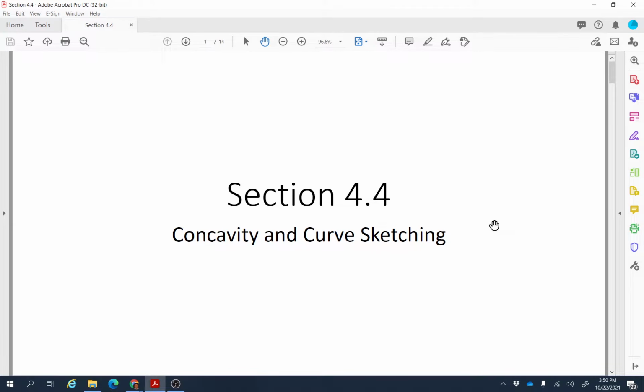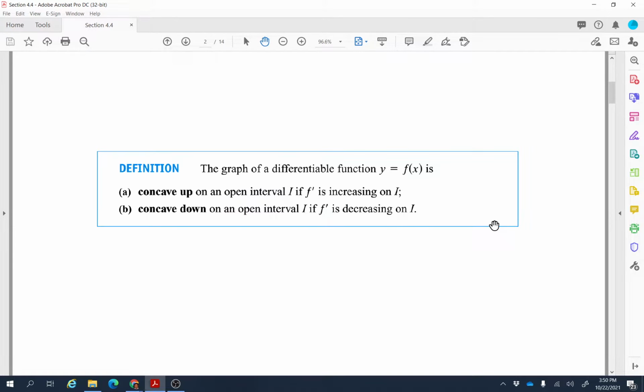Section 4.4 Concavity and curve sketching. So first definition: the graph of a differentiable function y equals f of x is concave up on an open interval I if the derivative of that function is increasing on I.